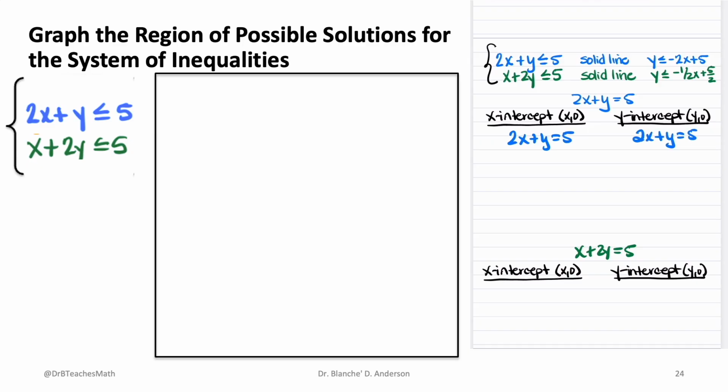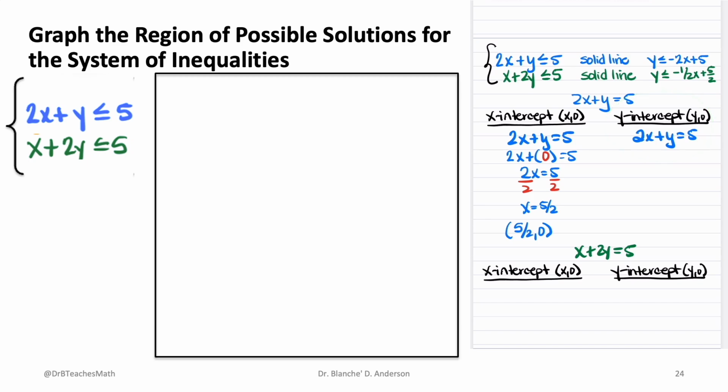Okay, so to find the x-intercept, we set y equal to 0 and solve for x. So then we have 2x equals 5. We're going to divide both sides by 2, and we end up with x is equal to 5/2. So when y is 0, x is 5/2. So that's 1 point.